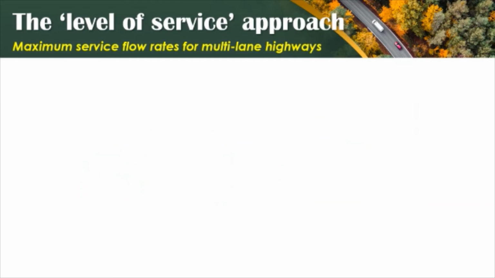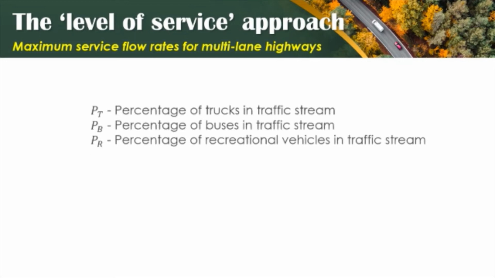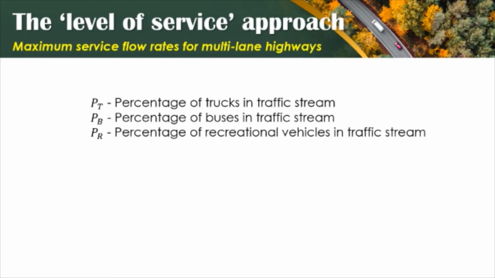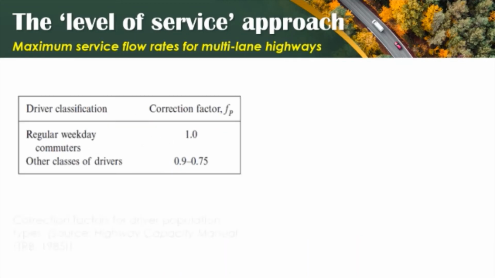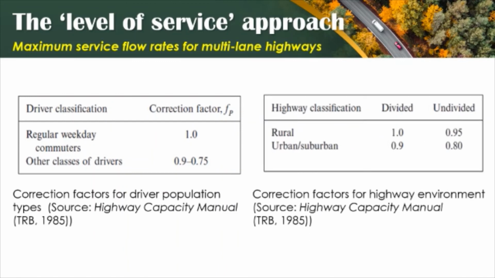Having obtained the necessary PCE values, the overall correction factor can be estimated once the percentages of the three vehicle types present along the section of road in question have been arrived at. PT is for trucks, PB is for buses, and PR is for recreational vehicles. Given these values, the correction factor can be derived. So, ipinapakita ng mga tables na ito yung correction factor para sa driver population and the highway environment. So, ito yung reference natin para sa F sub P at saka sa F sub E.